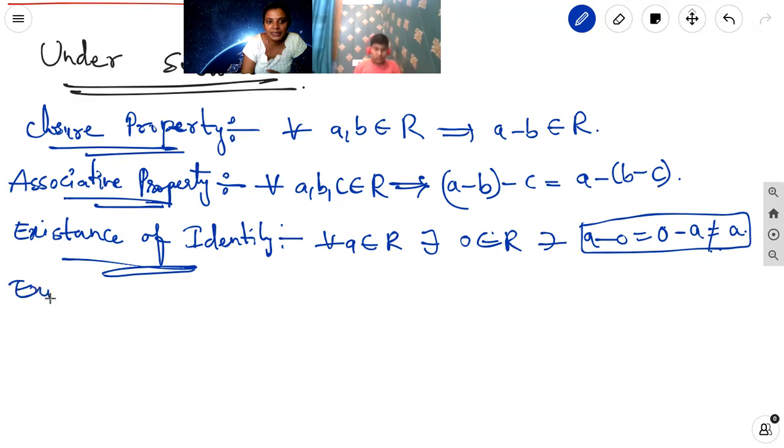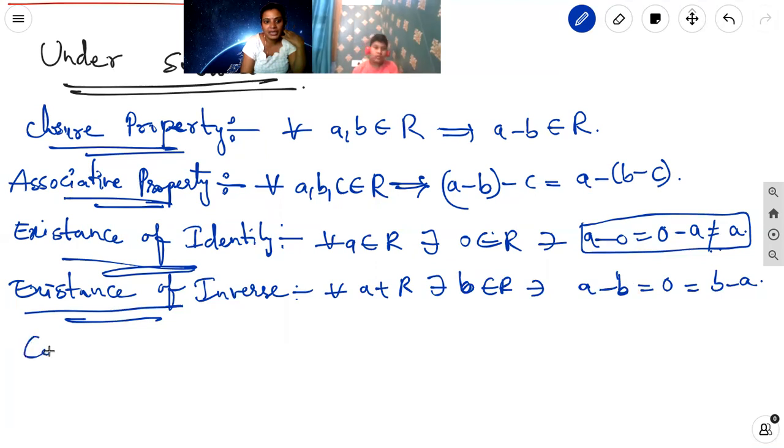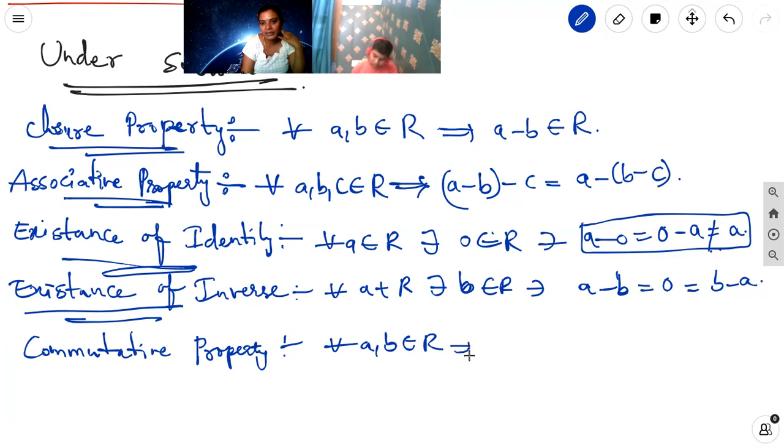But the general rule is the existence of inverse: for all A belonging to R, there exists B belonging to R such that A minus B equals 0 equals B minus A. Here B is the inverse of A. Next, commutative property: for all A, B belonging to R, A minus B equals B minus A. No set can satisfy this under subtraction.